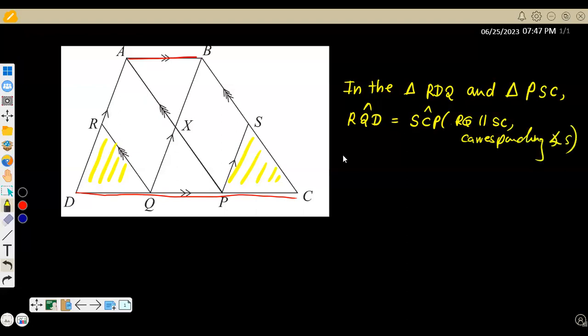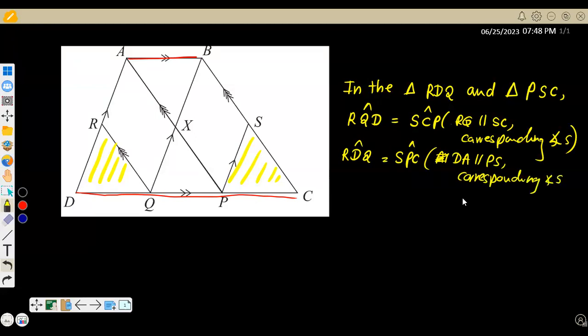Then angle RDQ is equal to angle SPC. The reason is DA is parallel to PS, then corresponding angles. Then as I mentioned, we can't prove that DQ and PC are equal to each other at once.